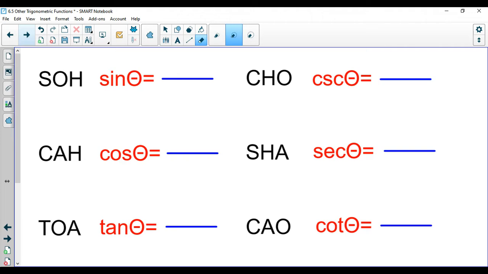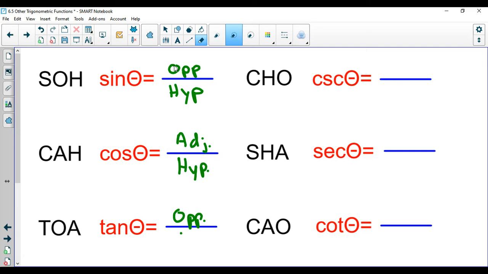We've got SO, CA, TOA, which means sine of an angle is opposite over hypotenuse. Cosine of an angle is adjacent over hypotenuse. And tangent of an angle is opposite over adjacent.